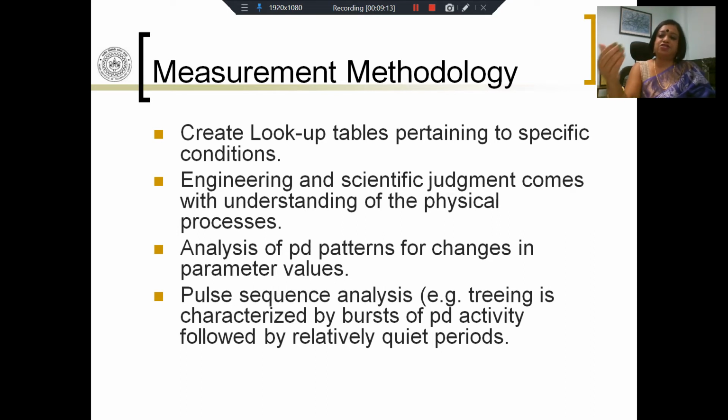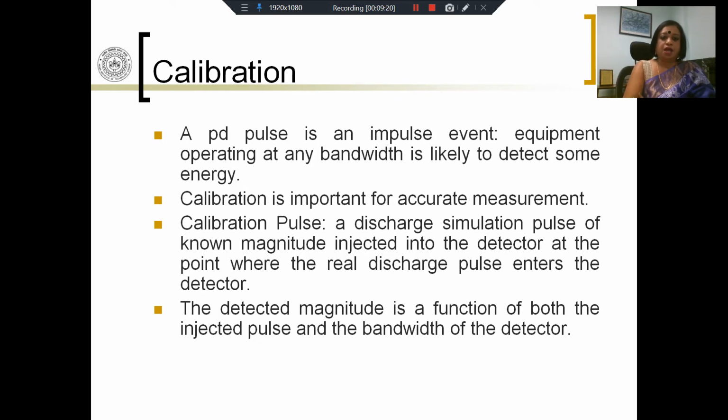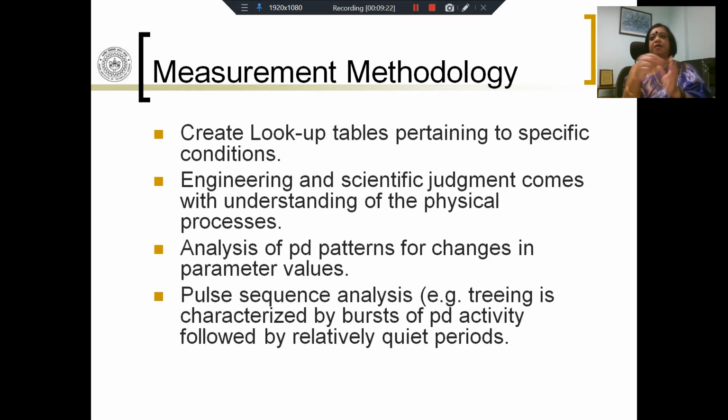So essentially, all these things have to be foreseen, and you have to create a lookup table. And once you have the lookup table, in the field, you get a PD pattern, try to use the lookup table to correlate what you see with what you know, and try to figure out what could be the nature of the problem. And then you would have to maybe run more tests to ascertain whether your suspicion or hypothesis is correct.